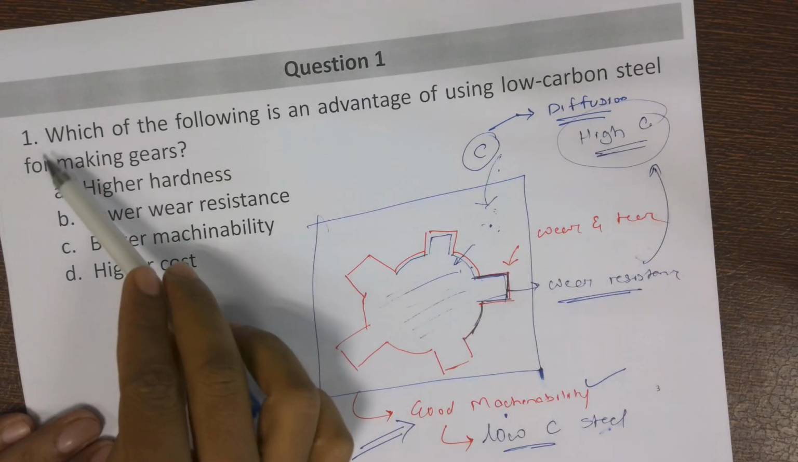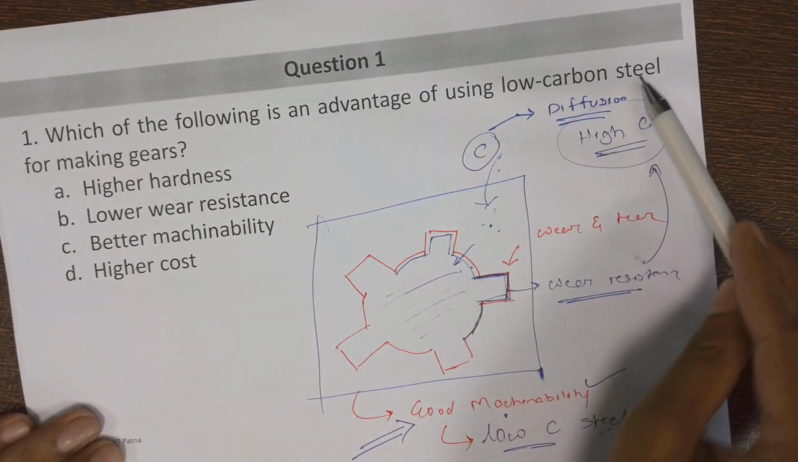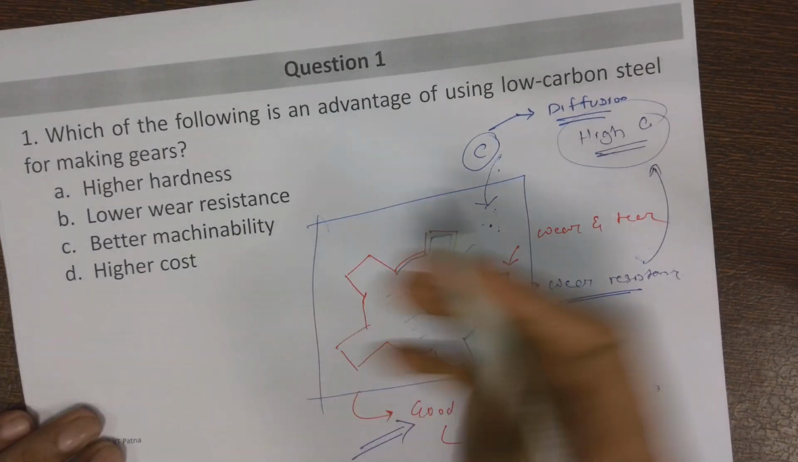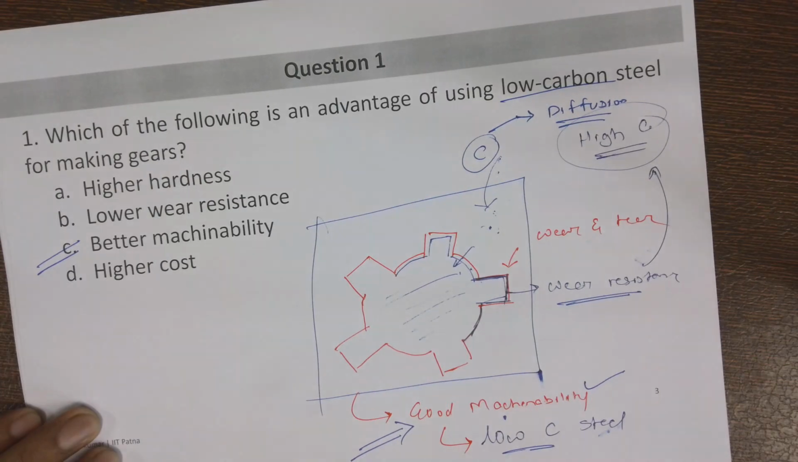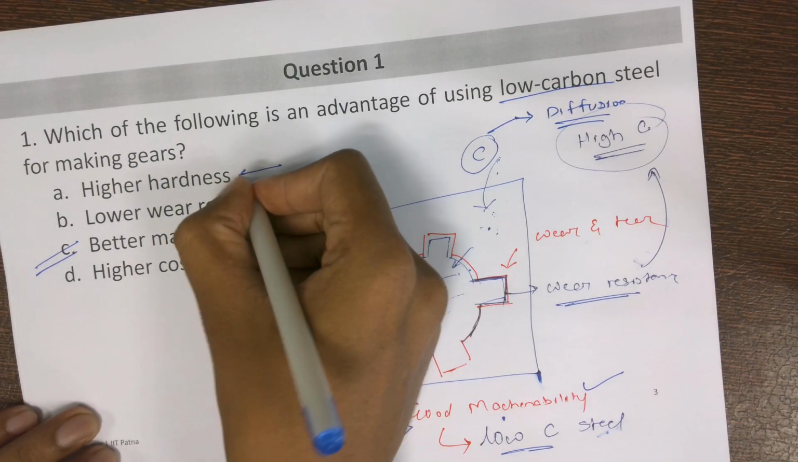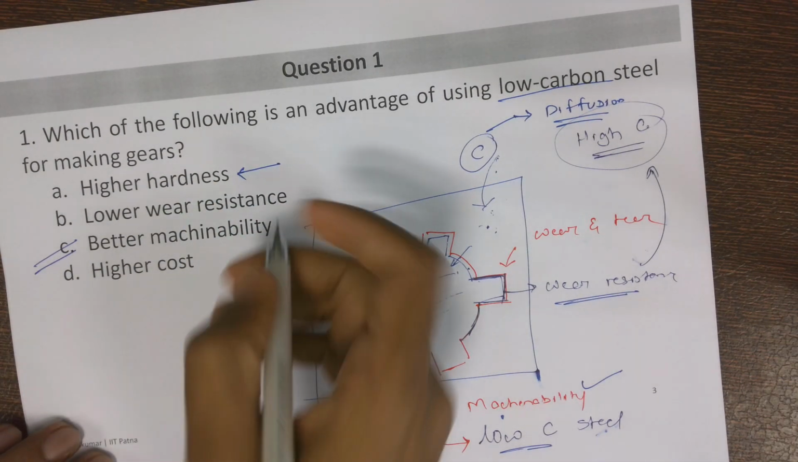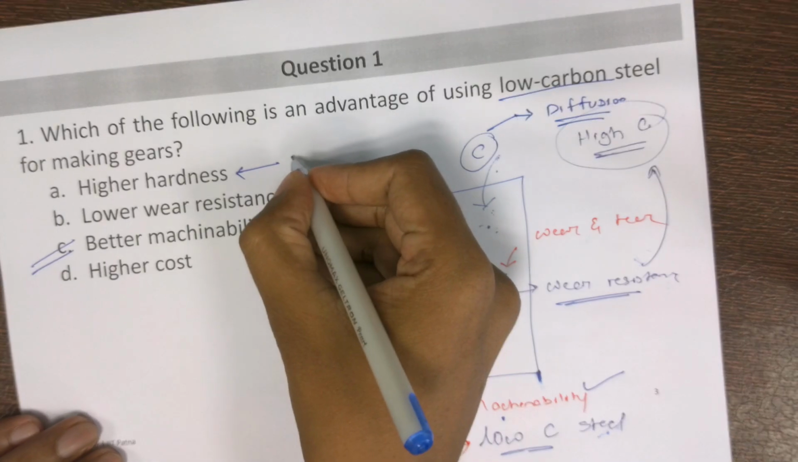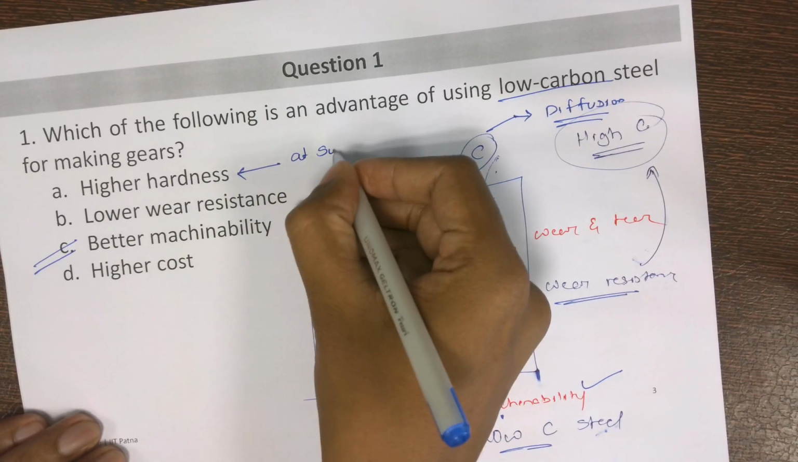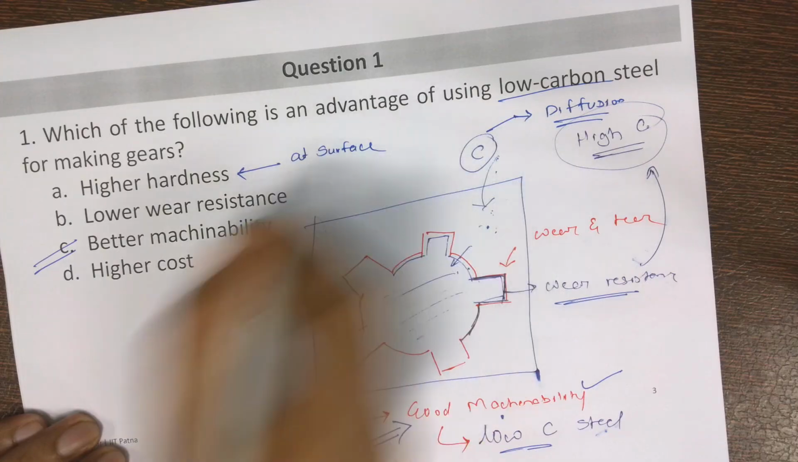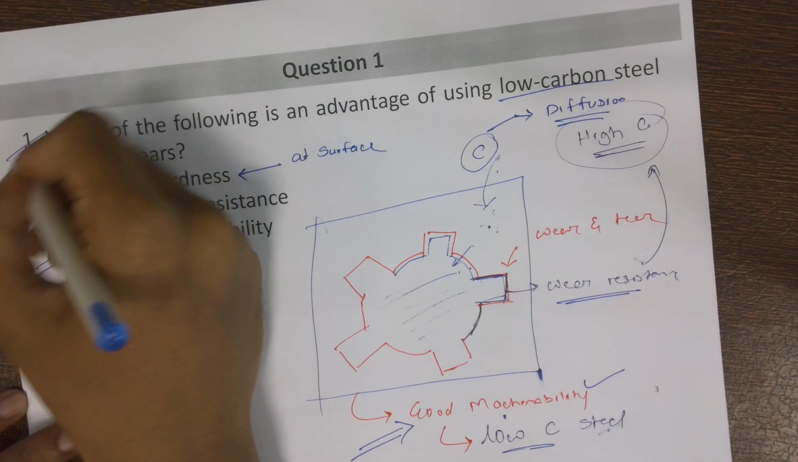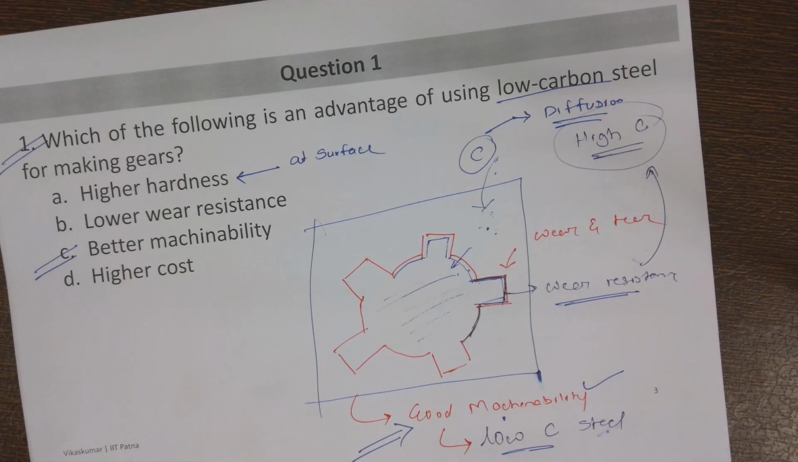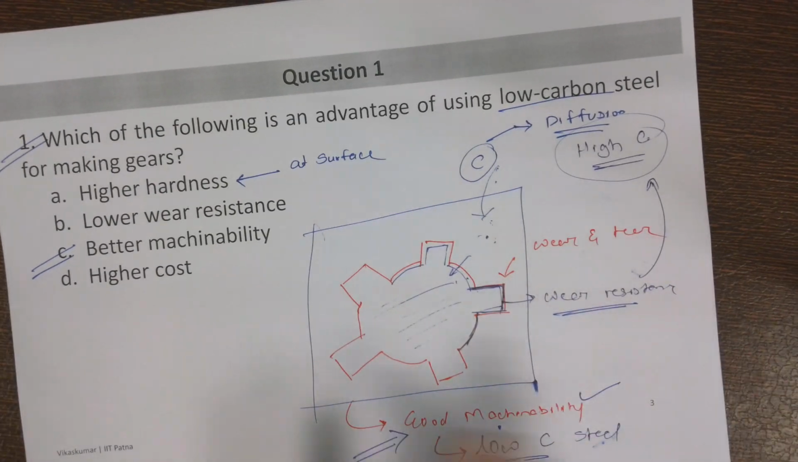Now the question says: which of the following is an advantage of using low carbon steel for making gears? Exactly, it's better machinability. For the higher hardness, we need it at the surface, and to achieve that, we do the process known as carburization. With that, we have solved question number one. If any doubt, let me know. If not, let's move to the next part, question number two.